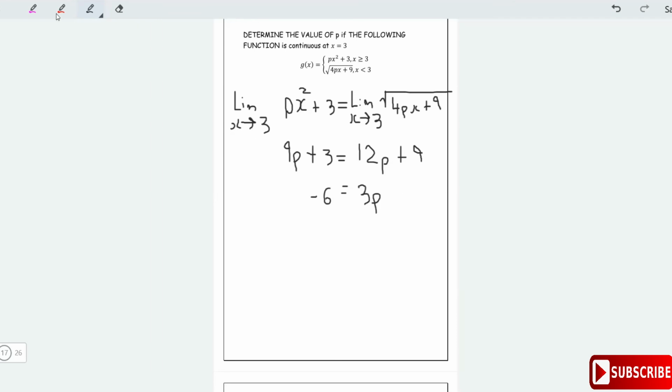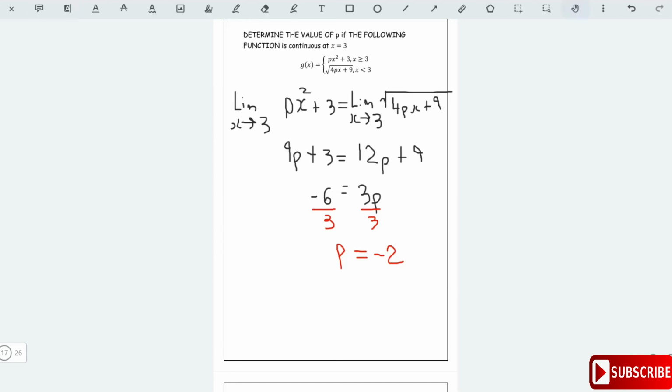Then all I have to do now is divide both sides by 3. And so we clearly see that p equals negative 2. That would be the value of p in this case. Easy. P is negative 2.